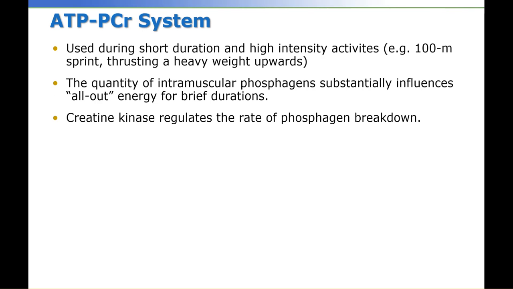So the ATP phosphocreatine system is used during short duration, high intensity activities: a 100 meter sprint, thrusting a heavy weight upwards, like I said, 1 rep max, things like that. It's more of a 1 rep max if it's ATP, and then phosphocreatine could be about a set of, figure what can you do in 12 seconds. So you may be able to do a set of 8 to 10, maybe 8 reps.